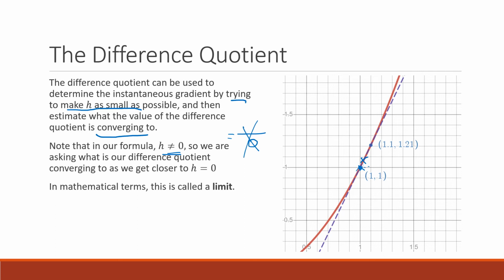So what we're actually thinking about with our instantaneous rate of change is what value are we converging to? What value are we getting really close to as we get closer and closer to h equaling 0? And in mathematical terms, this is called a limit.